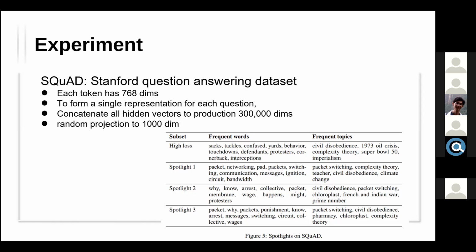Yeah, and based on the results, I think some spotlights or the model performs worse when the words contain some technical words of computer network, like packet switching or, I don't know. Here, I think when they figure out the spotlight, it can be anything.